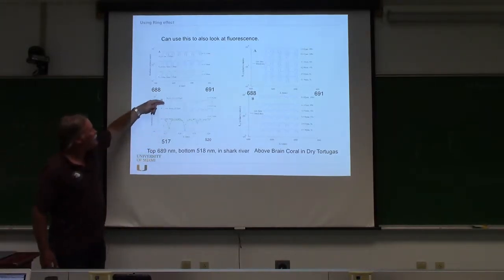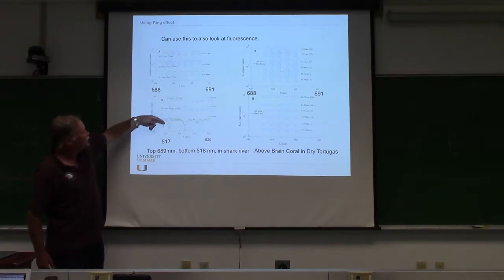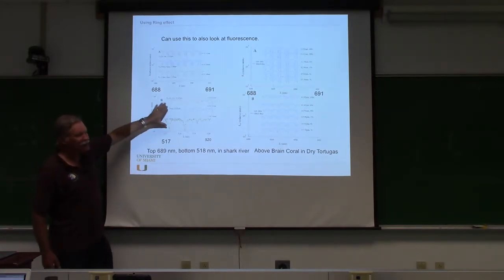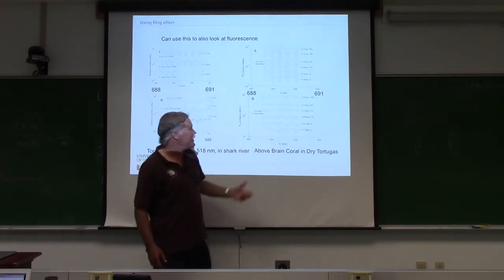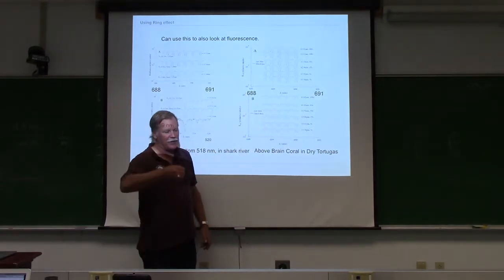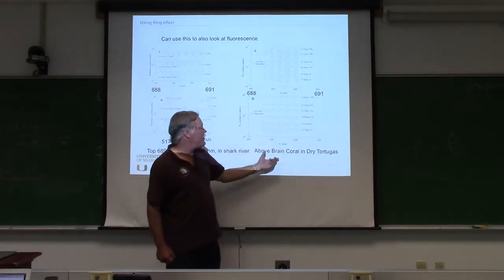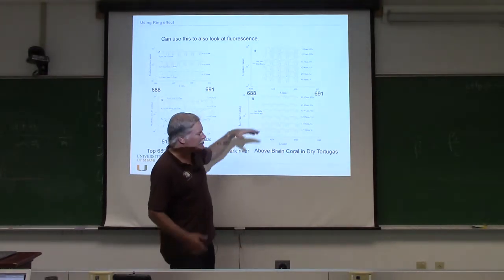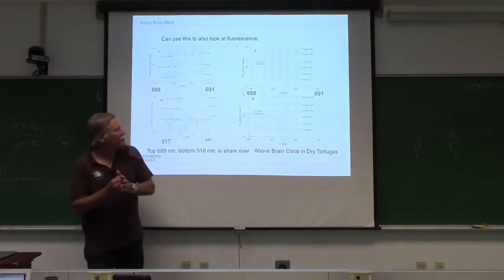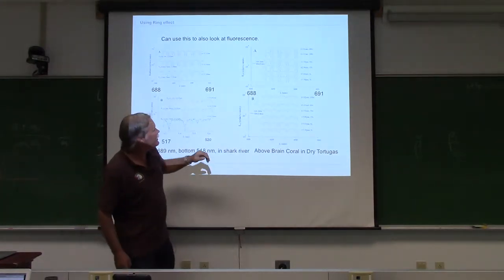Anyway, at different depths, you're not seeing very much change in the Fraunhofer lines, which means that the inelastic scattering due to CDOM fluorescence really isn't affecting this side. This side is above: we put the instrument, this spectrometer collection fiber, above a brain coral in the Dry Tortugas. And it just sat there as the sun came up, as the light field got brighter.